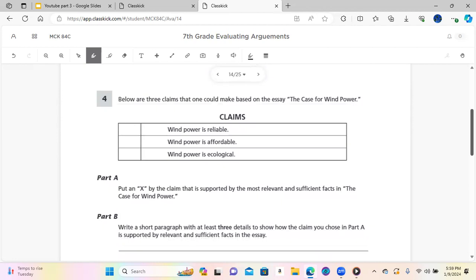All right. Below are 3 claims that one could make based on the essay, The Case for Wind Power. Part A says, put an X by the claim that is supported by the most relevant and sufficient facts in the case of the wind power. Okay, so wind power is reliable. Wind power is affordable. So let us look at them. Wind power is ecological. So which one supports the claim in this essay, the case for the wind power?